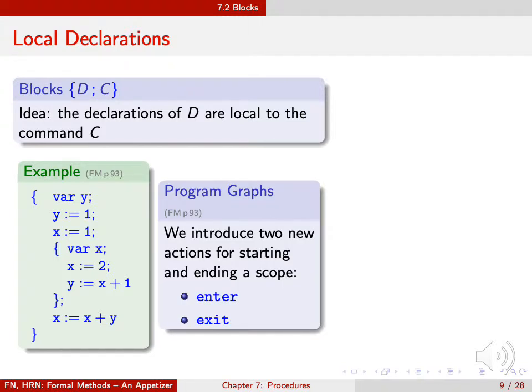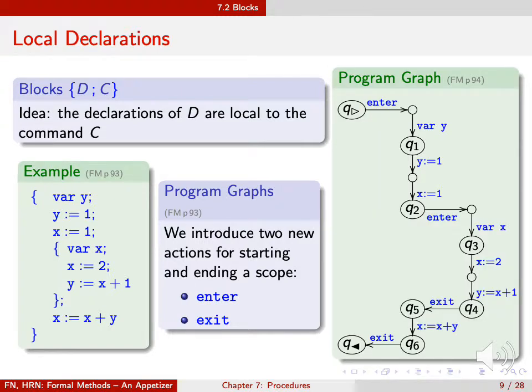To take care of scopes, we introduce two new actions in program graphs, one for entering the scope and one for exiting the scope. For our example program, this gives rise to the following program graph. For readability, we have drawn entering and exiting of scopes as horizontal edges.